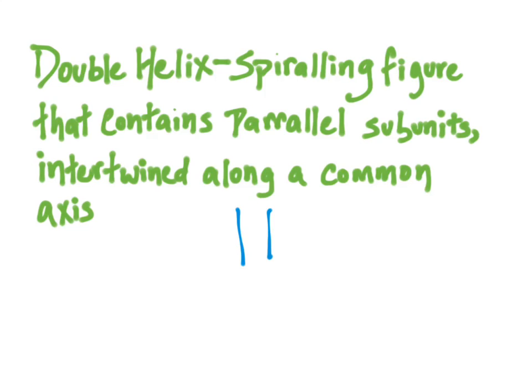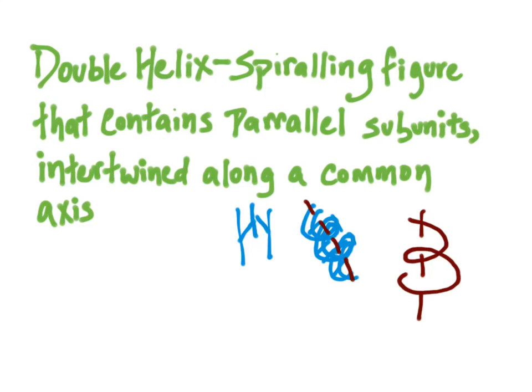So there's a subunit here and that subunit is also here, and they're parallel to each other. They're also intertwined because they're kind of twisted, something like this. And they're all along a common axis. Let me use a different color to draw that common axis. Maybe this red color. There's this common axis between them, and it's just kind of spiraling around that.